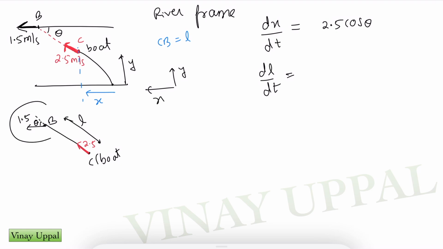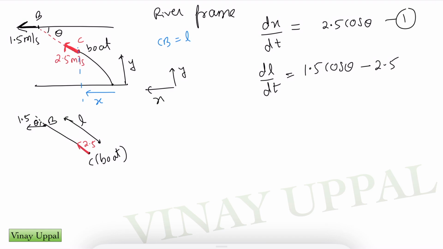So velocity of B, what is the component of velocity of B along the line joining the boat and point B? That will simply be 1.5 cos theta, which is trying to increase the length L. And the component of velocity of boat along the line joining the boat and point B is simply the entire 2.5, but that 2.5 is towards B, so that is trying to decrease the length, so that will be minus 2.5.